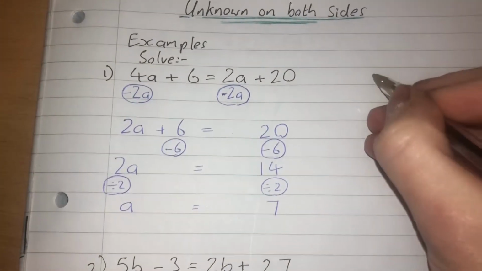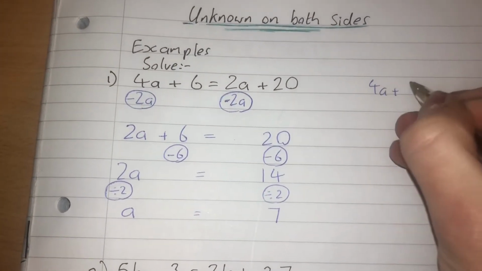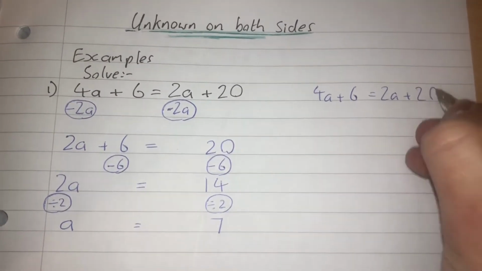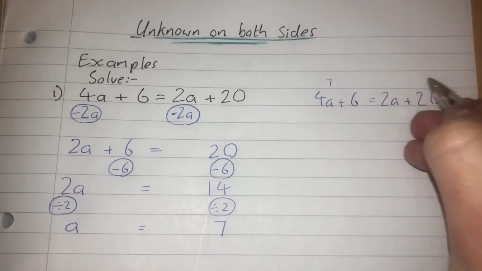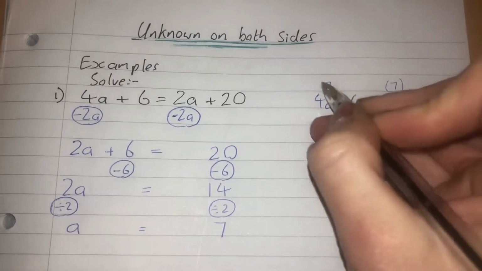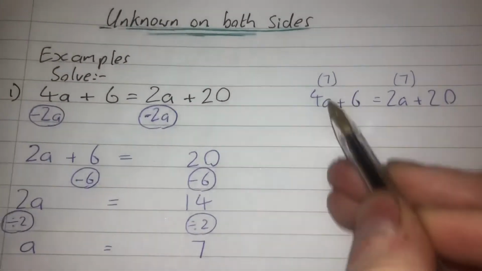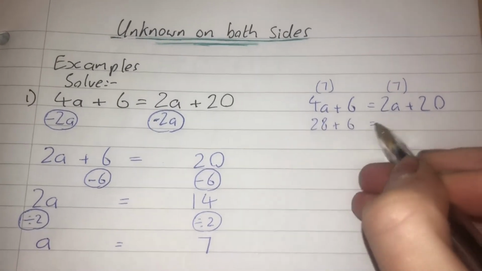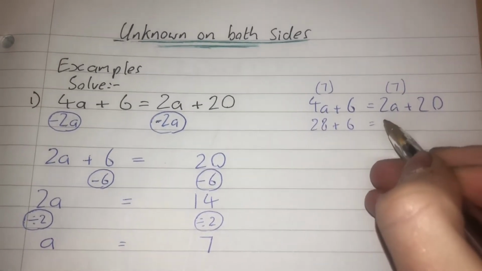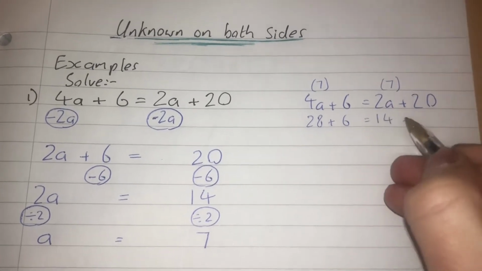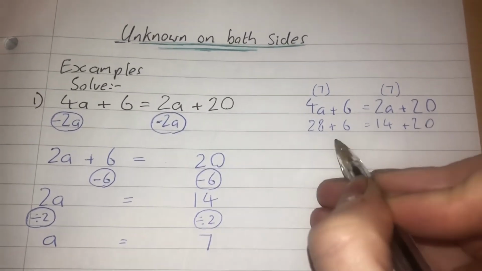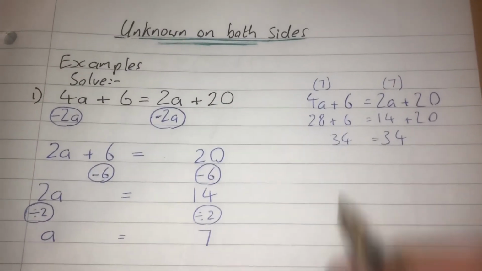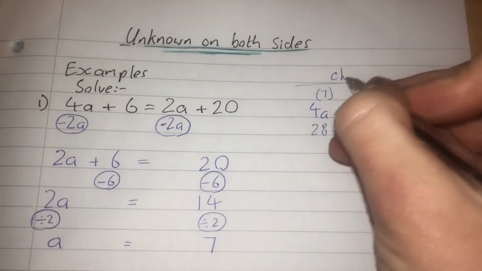And again, if I was to check my answer, let's replace a with 7 in each of those. So 4 times 7 would be 28, plus 6, and 2 times 7 is 14, plus 20, and you can see both sides would equal 34, so that makes perfect sense. That was just me checking my answer there.